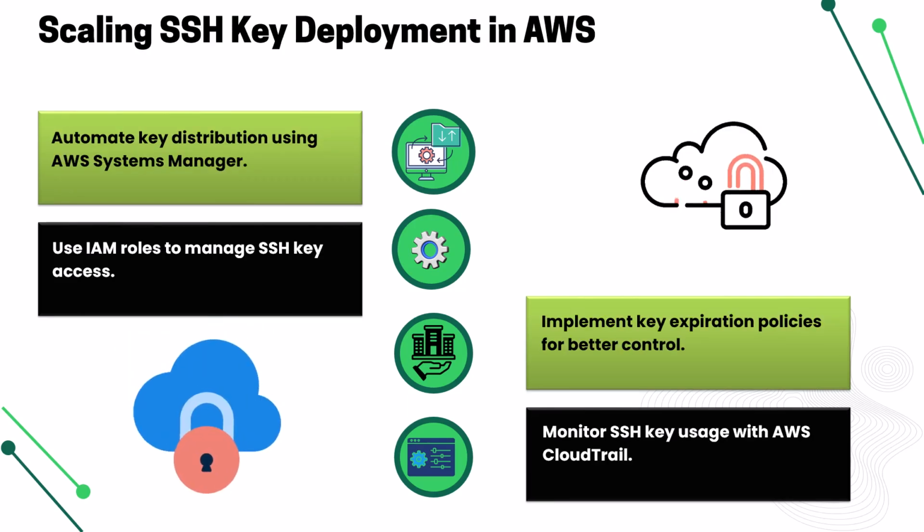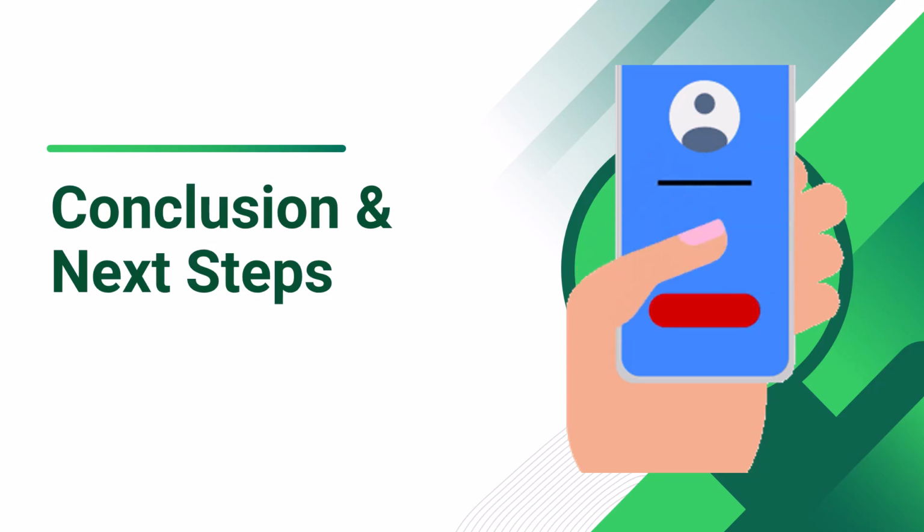Scaling SSH in AWS. Automation is your best friend. AWS Systems Manager can handle key distribution so you don't have to. IAM roles help manage access, because manually controlling it is like herding cats. Set expiration policies to keep things fresh, just like rotating milk in the fridge. And for a watchful eye, AWS CloudTrail lets you track key usage and catch any suspicious activity. Scale smart, stay secure. We've covered a lot, and now it's time for action.